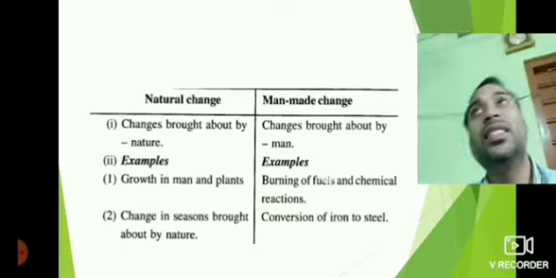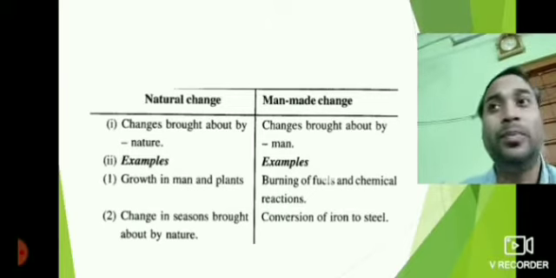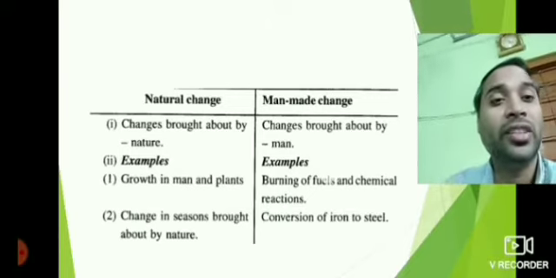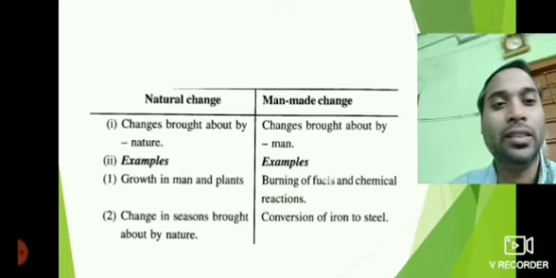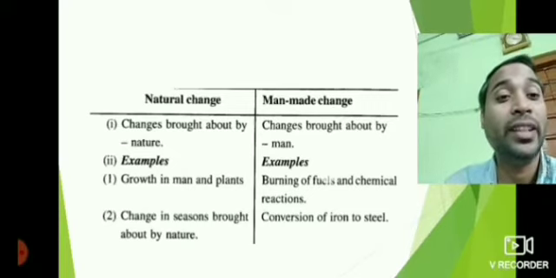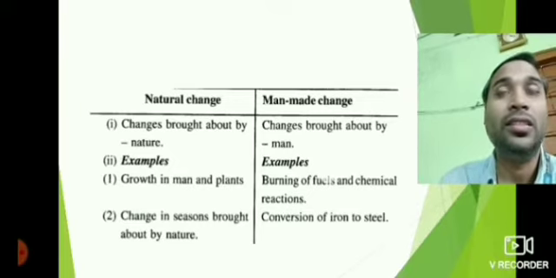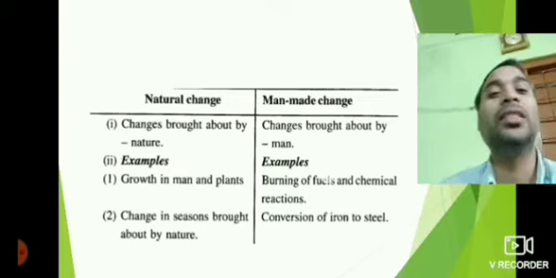Then there are certain changes that are brought about by human beings. So those are called man-made changes. So changes brought about by men. Examples: burning of fuels and chemical reactions, conversion of iron to steel. So these are all man-made changes.